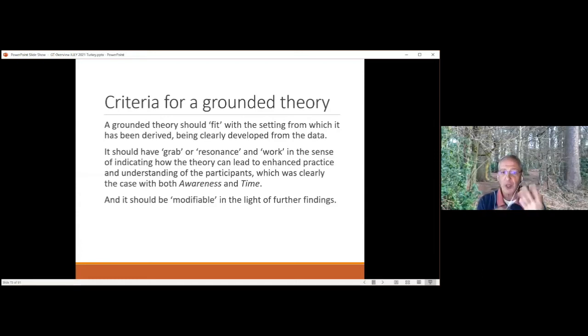These are all terms which Glaser and Strauss use in their early writings. They seem a bit vague, and at certain points when I wrote about them 20 odd years ago, I was a bit rude. So these are vague terms. How would you know what's going on? They're actually very good terms, okay?